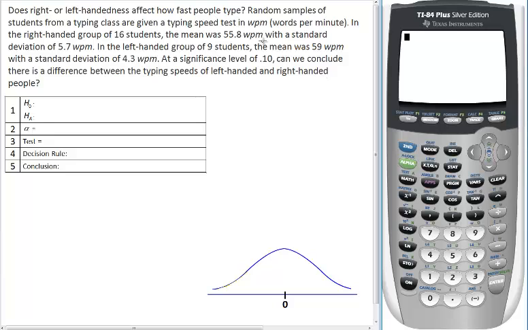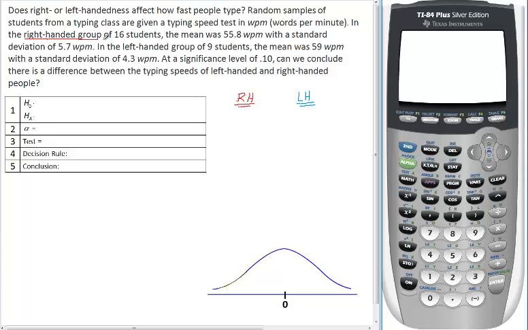right-handed people? Alright, so we got two groups obviously, so we're dealing with two sample. Now let's see if it's a two sample T or a two sample Z test. So we have right-handed people and we have left-handed people.